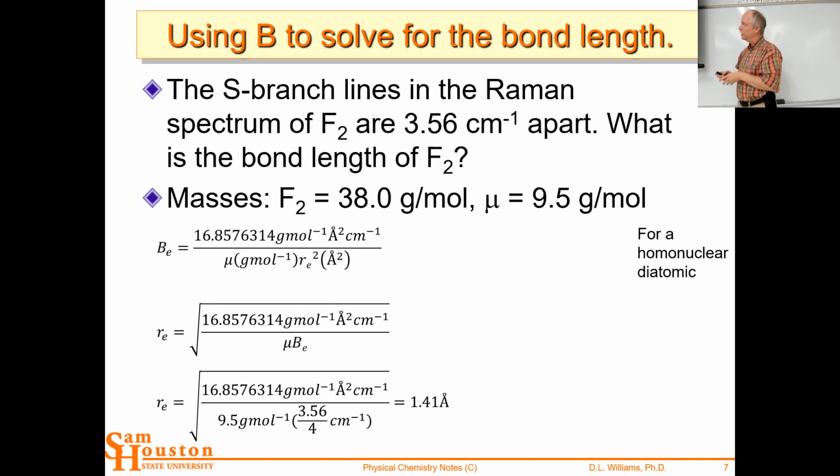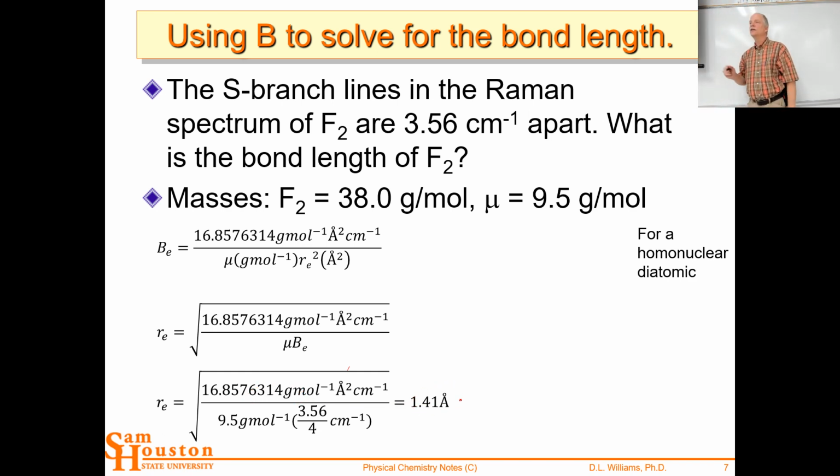And so then that's where this is shown down here at the bottom. This 3.56 divided by 4, that gives me B. I have the reduced mass. I have that constant that converts all of the units. And my bond length is 1.41 angstroms.